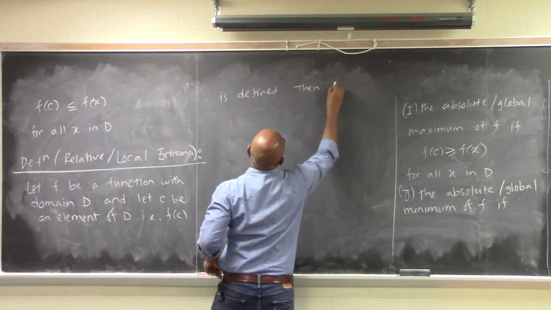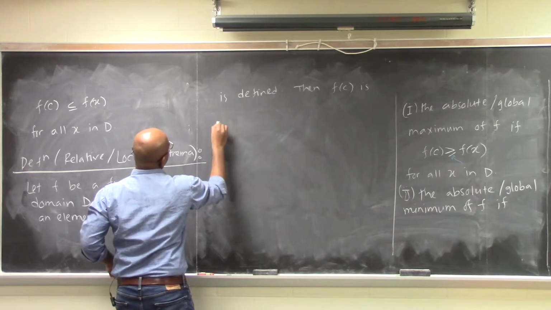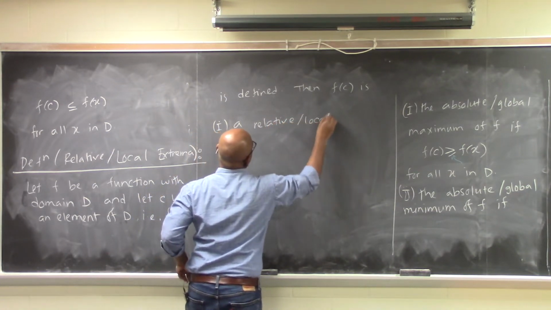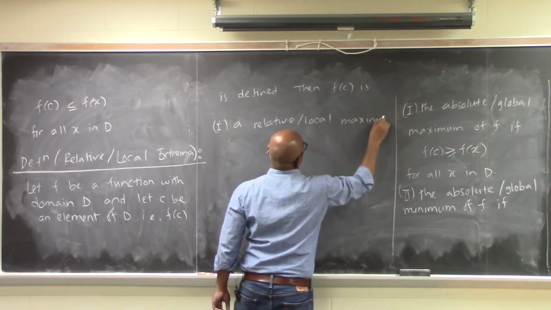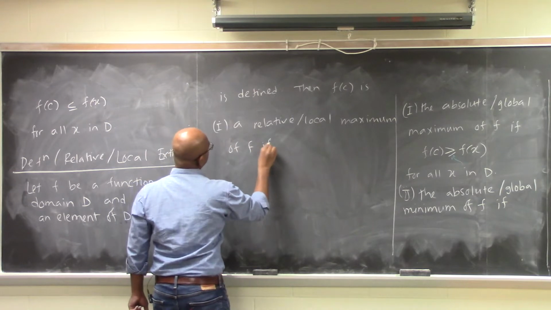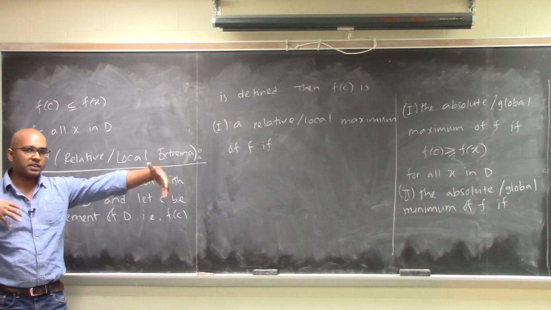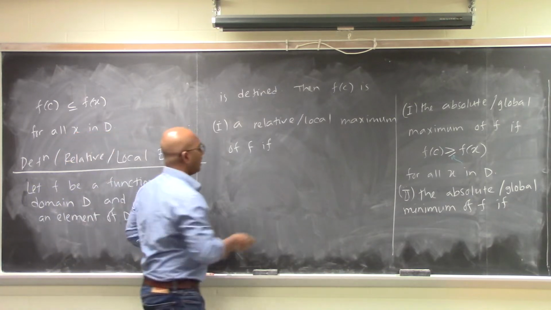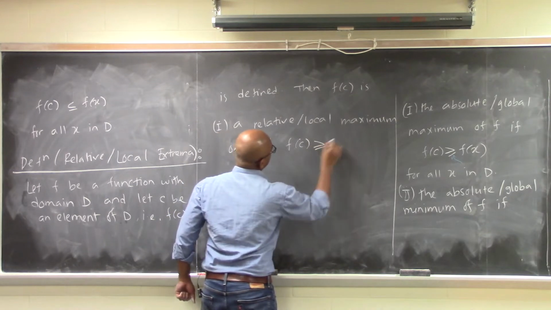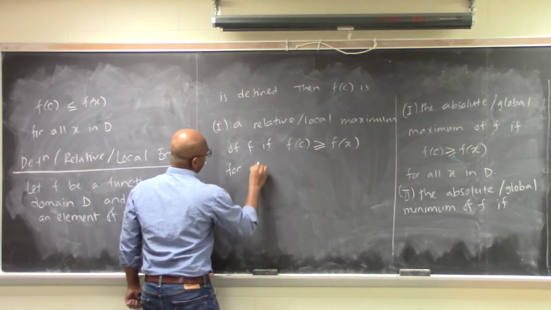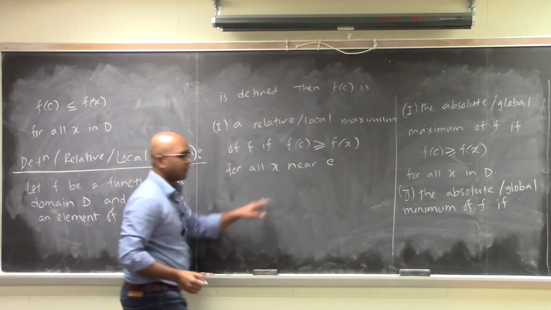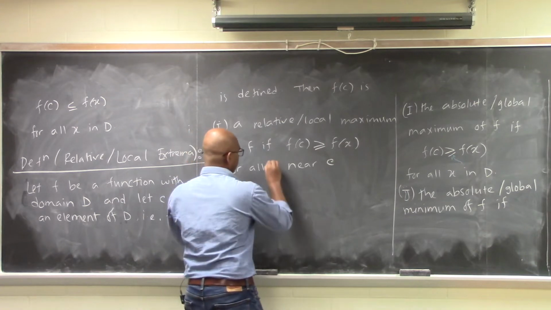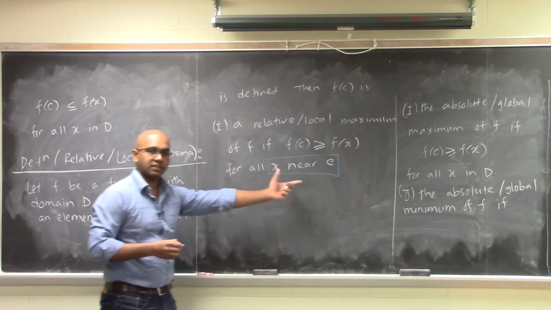Then f of c is, so two parts, a relative slash local maximum of f if f of c is not bigger in the whole domain. It doesn't have to be bigger in the whole domain. It just has to be bigger in some interval containing the point c. If f of c is bigger or equal to f of x for all x near c. Okay, now this phrase x near c needs some clarification. I'm going to explain what x near c means in a minute.